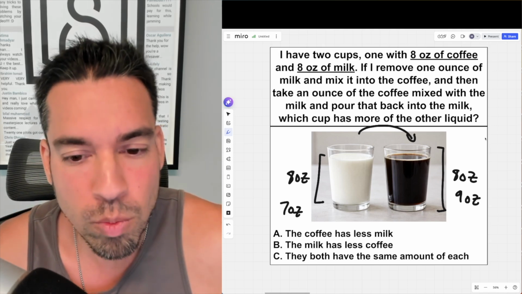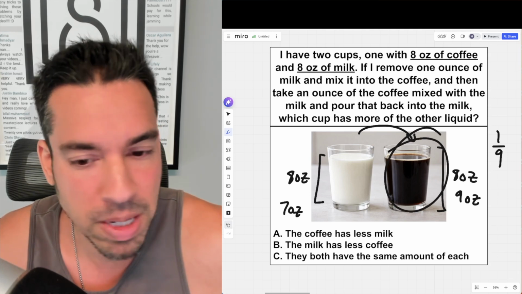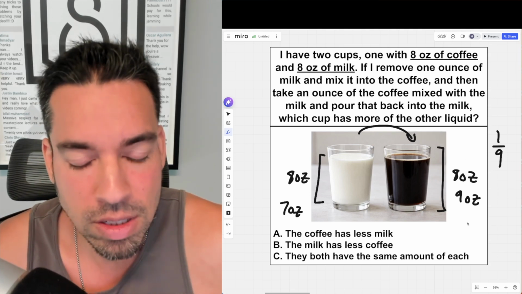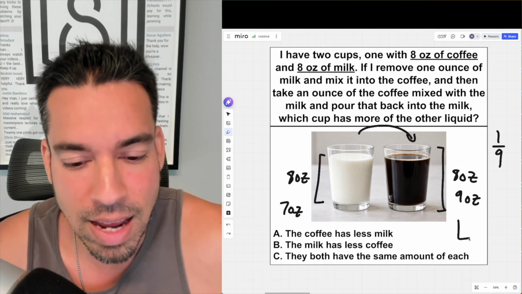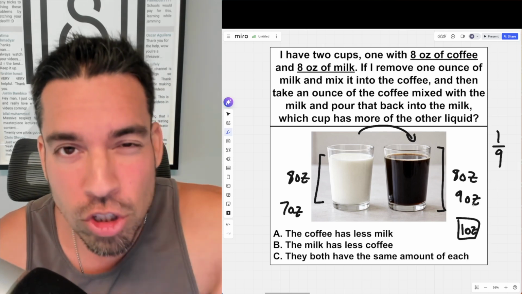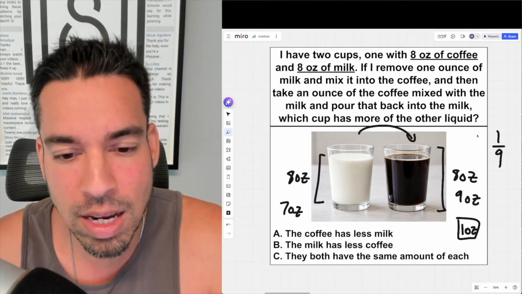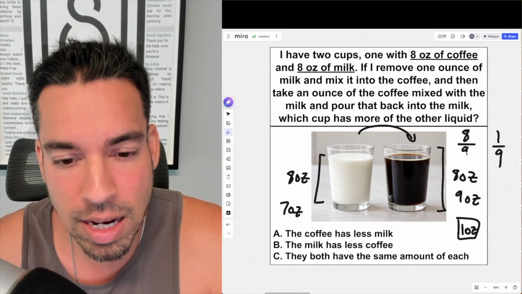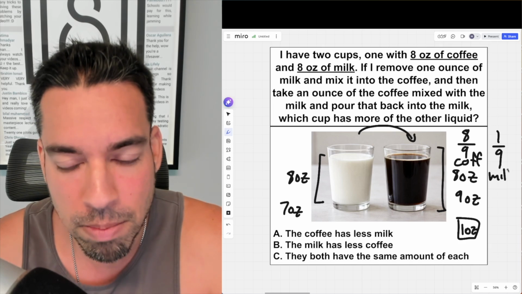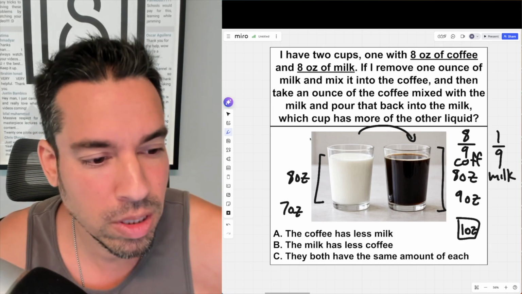So we've got 1/9 of the solution over here being milk, and the rest is coffee, right? 8/9 is coffee. Okay, so now we got 9 ounces. Now we're gonna mix that around. Now we're gonna take an ounce from the coffee and the milk, and we're assuming it's evenly mixed, so it's all mixed together. So with this 1 ounce, we're gonna have this same ratio. We're gonna have 8/9 of it being coffee, and we're gonna have 1/9 of it being milk. Okay, so we're going to take that out, and we're going to take this and put this back into the milk.